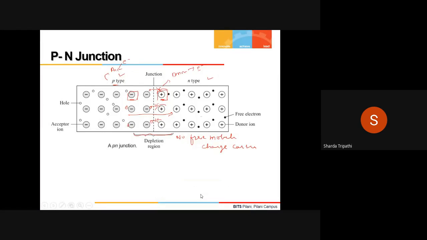So let us start. In the last class, we were discussing the PN junction, and today we are going to continue that discussion and get introduced to a few more concepts.